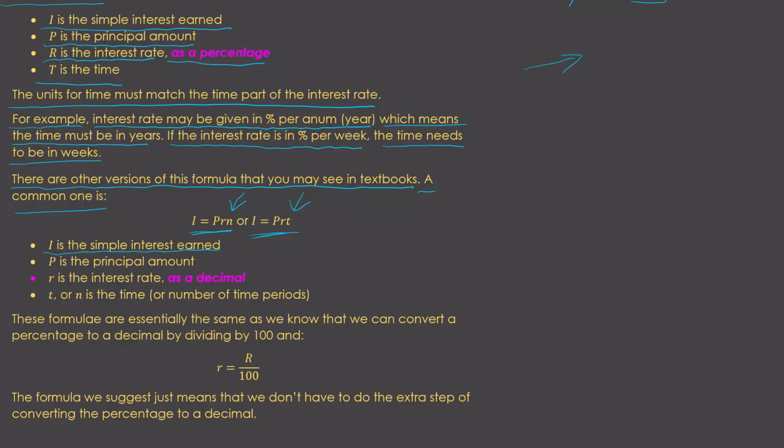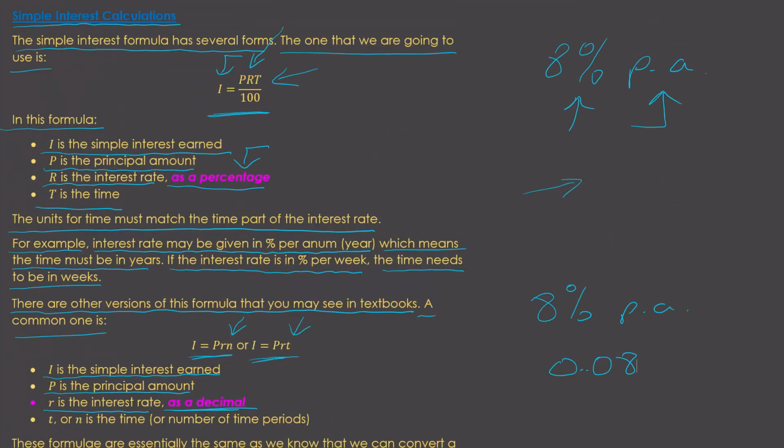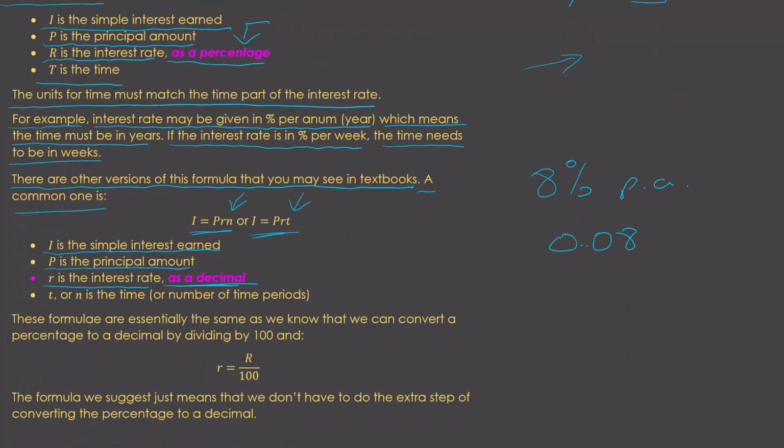I is the simple interest earned, P is the principal amount, R is the interest rate as a decimal or fraction. So with our formula, we just put it in as a percentage. With this formula, if you had 8% per annum, you would need to change that to a decimal. The R over 100 in our formula does that for you. That's why I prefer the PRT over 100 to either of these. But you do see these used regularly.